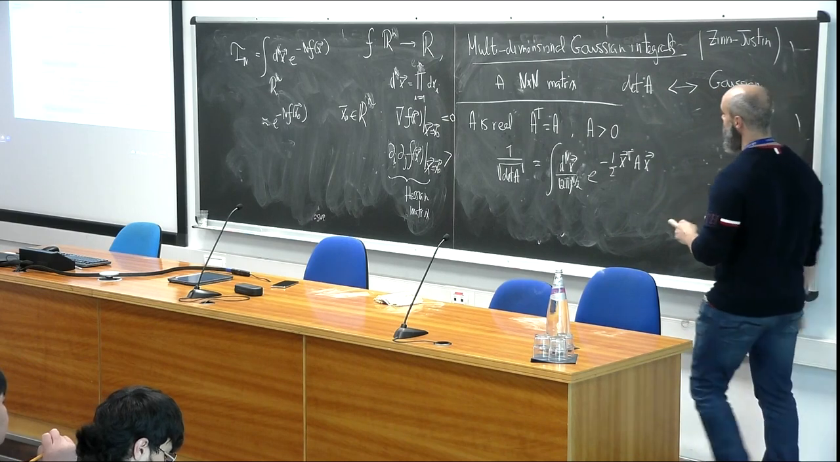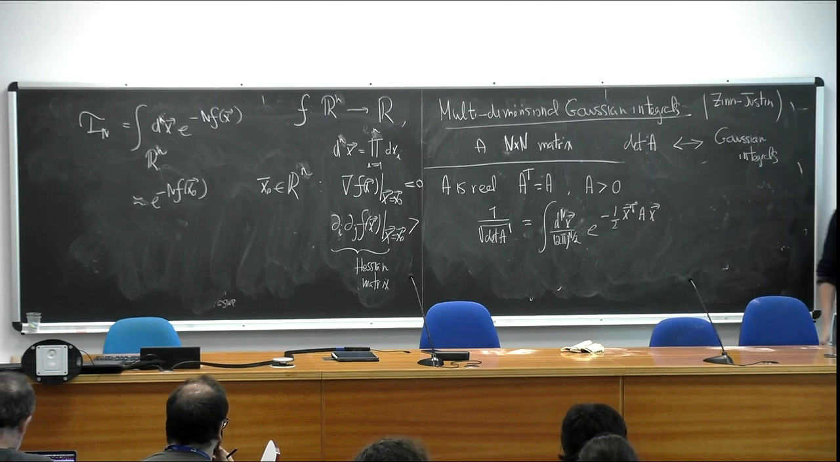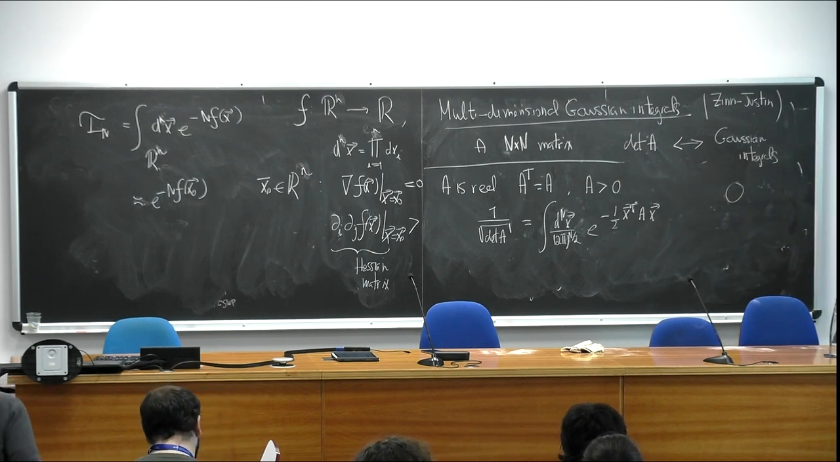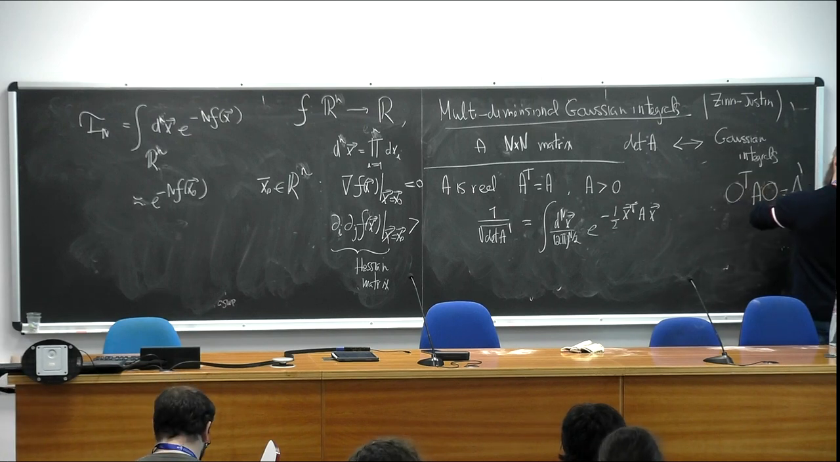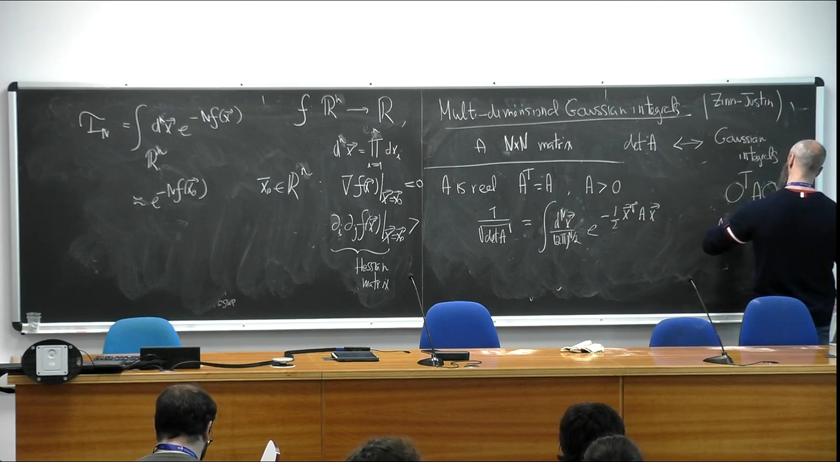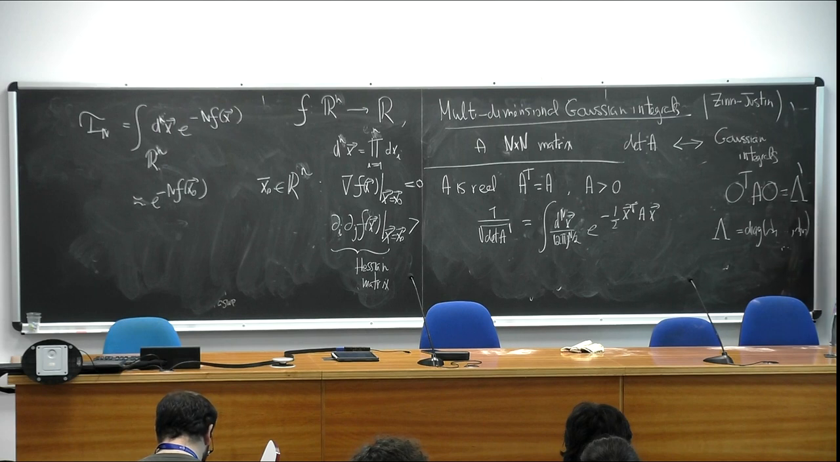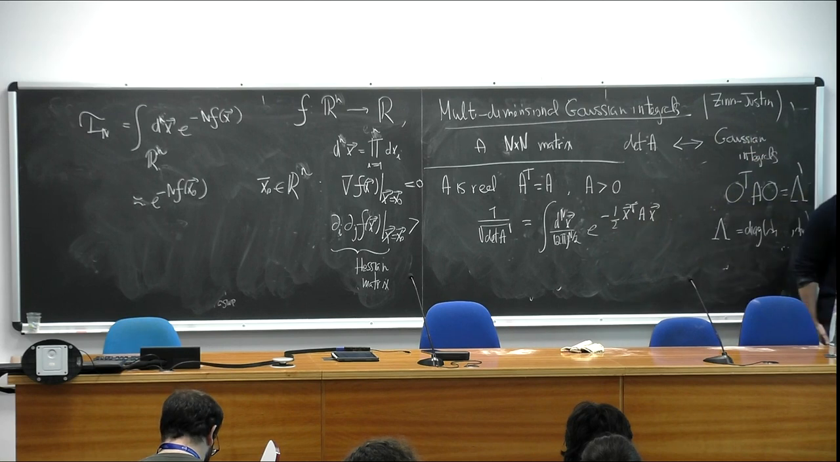We know that since A is a real and symmetric matrix, it can be diagonalized by an orthogonal transformation. Suppose that O is the orthogonal transformation that diagonalizes A, so that O transpose A O is equal to lambda, where lambda is the diagonal matrix with the eigenvalues of A. Since A is symmetric, the eigenvalues are real, and since A is definite positive, the eigenvalues are positive. There are no zeros or negative eigenvalues.